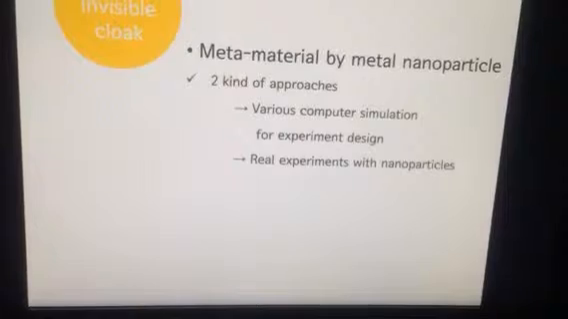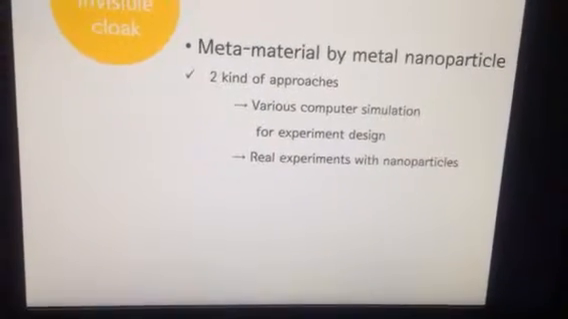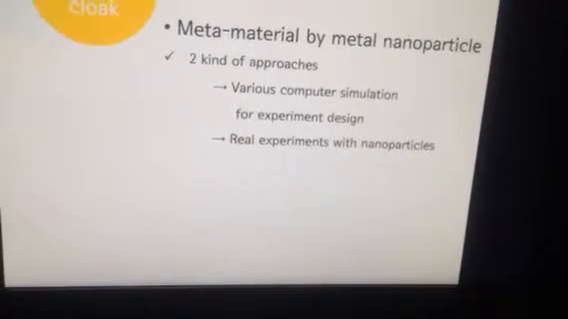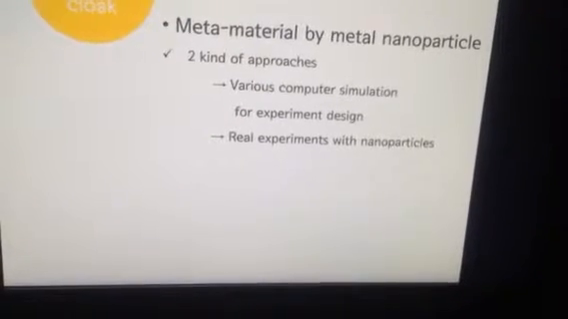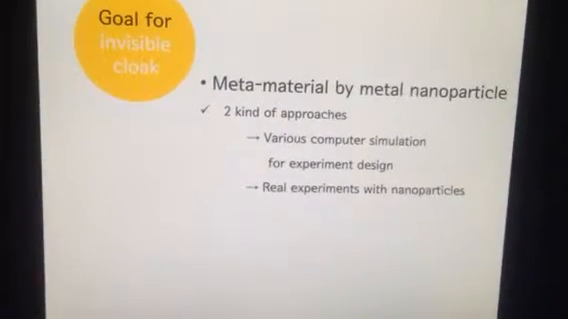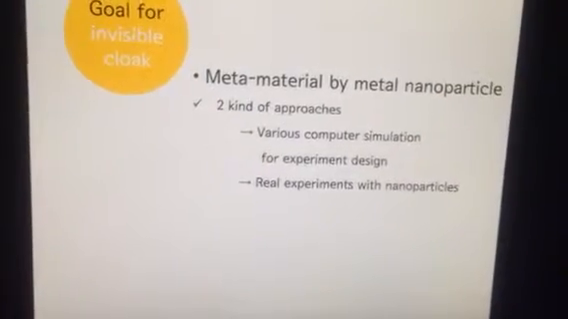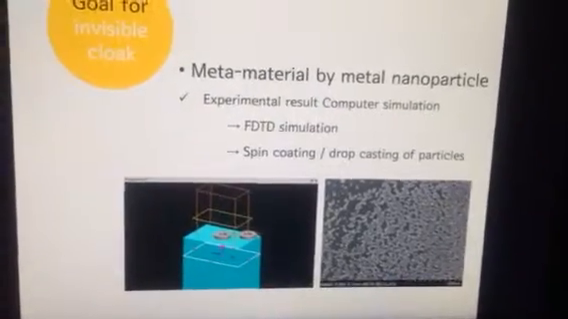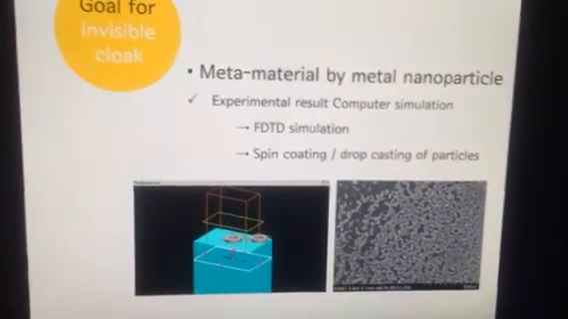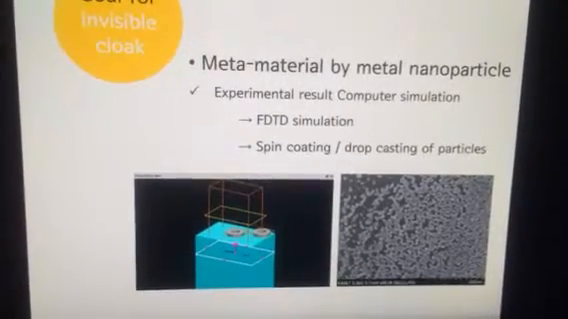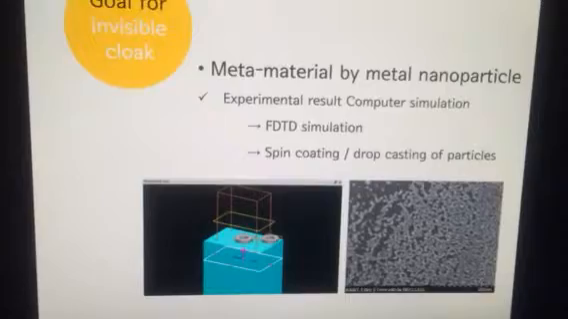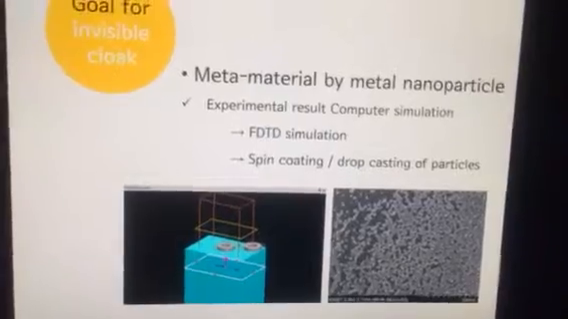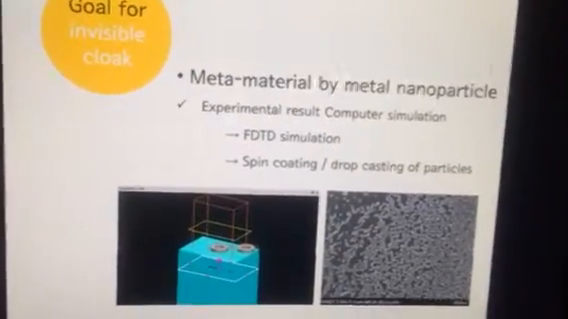As I mentioned before, we can approach good results in two kinds of ways. The first one is computer simulation for experiment design, and the second one is real experiments with nanoparticles based on the simulation results. And here are my real research results. I did FDTD simulation, which stands for finite differential time domain simulation, and I did spin coating or drop casting of nanoparticles too.